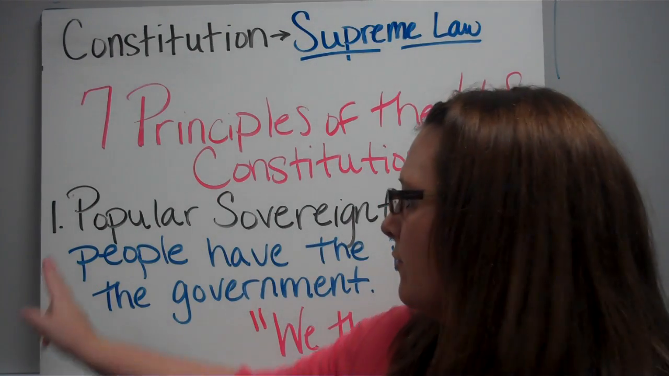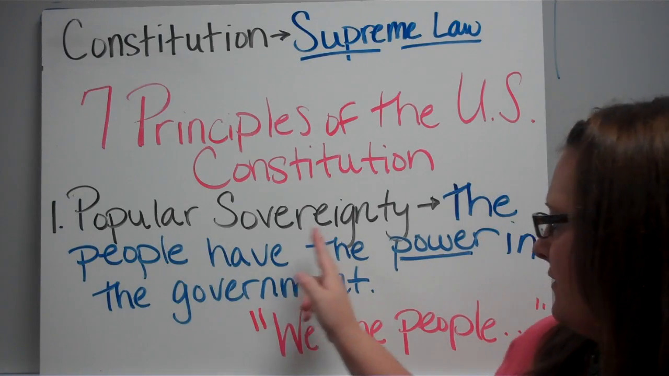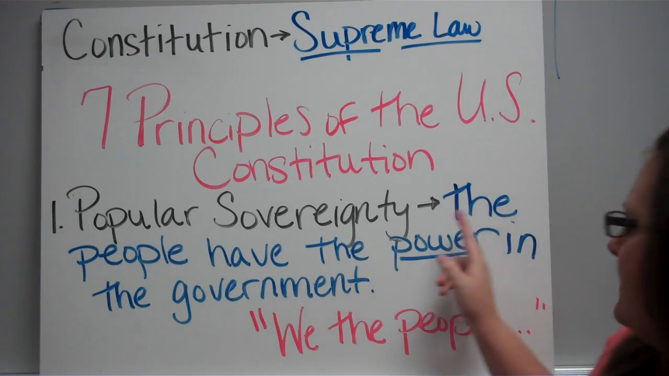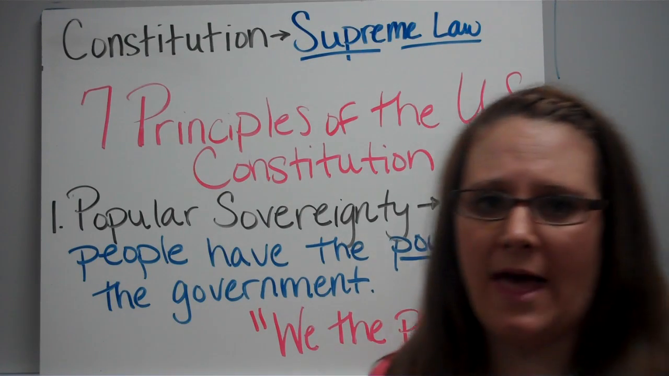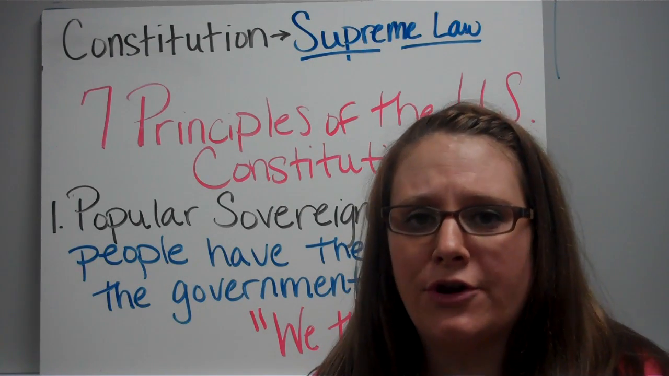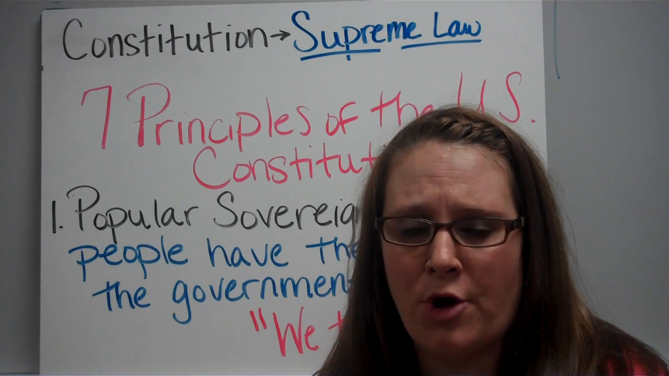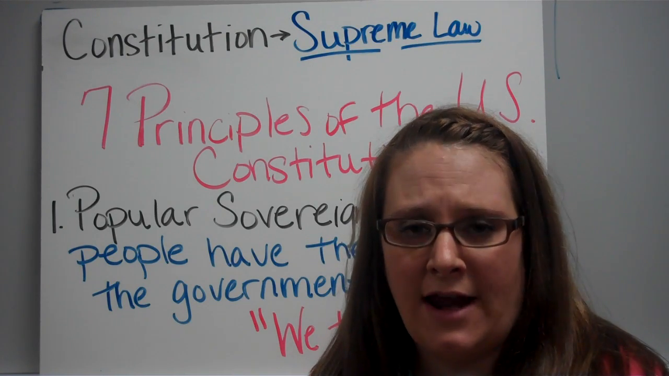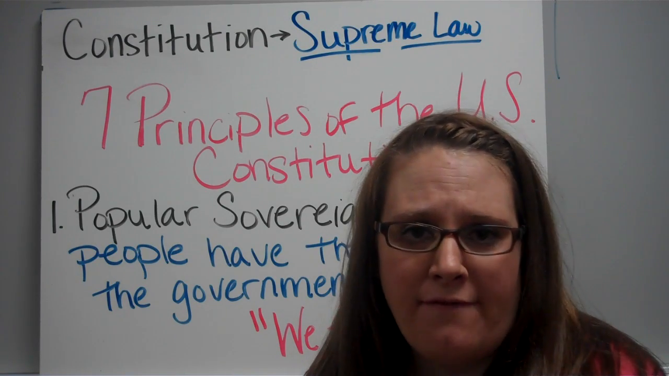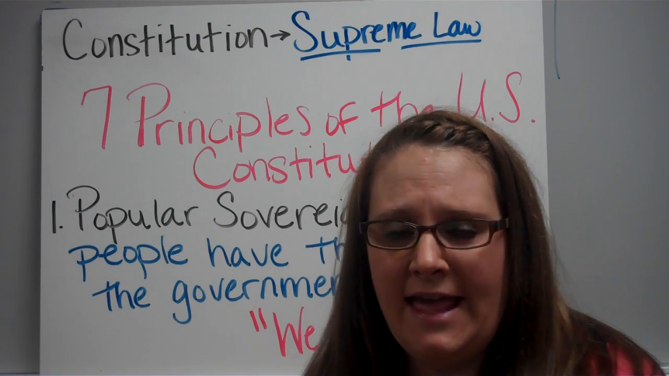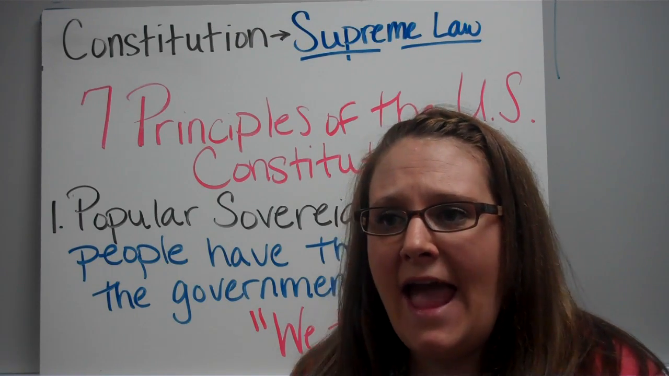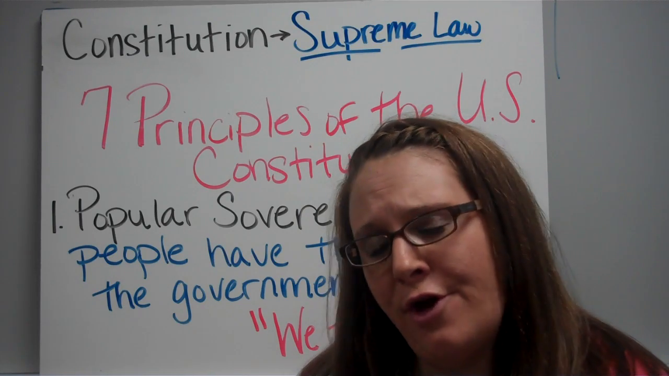Okay, so today we're going to talk about the 7 principles of the U.S. Constitution. Number 1, popular sovereignty. Popular sovereignty means the people have the power in the government. Okay? When our founders were creating a new framework for the United States, we had just come off a battle with Britain and a king who was very controlling and gave the people little to no power.